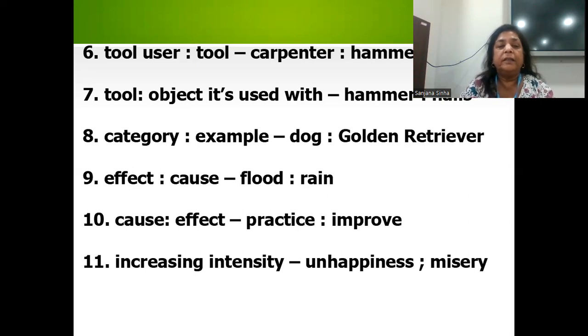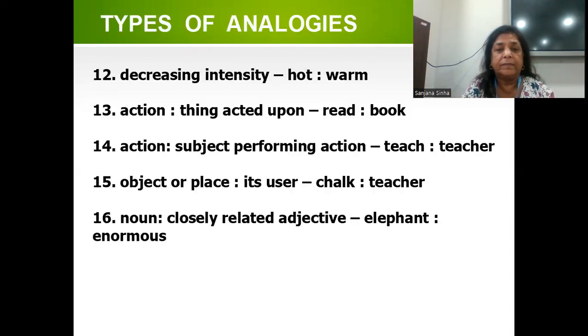Cause and effect category. Flood causes rain. Viruses cause flu. Cause and effect: if you practice, you will improve. Increasing intensity: unhappiness, if it is intensified, will cause misery. Decreasing intensity: something which was very hot, as it decreases, becomes warm.